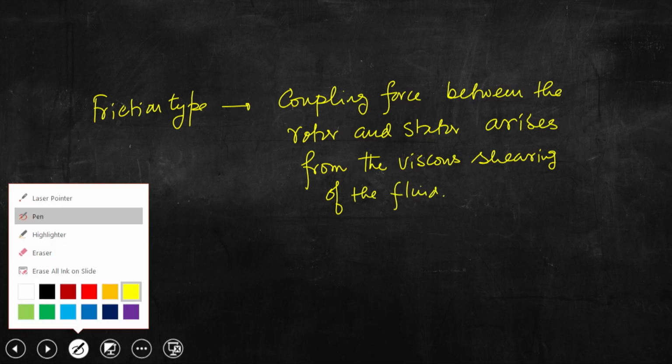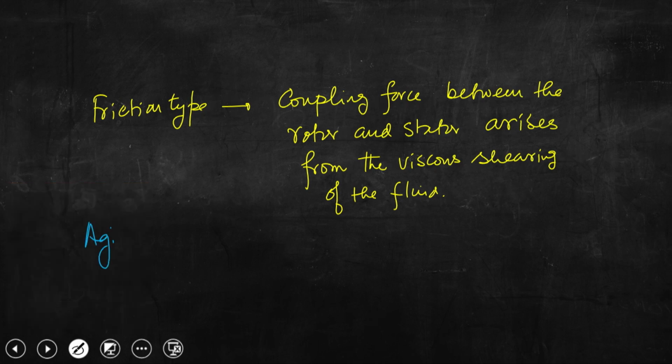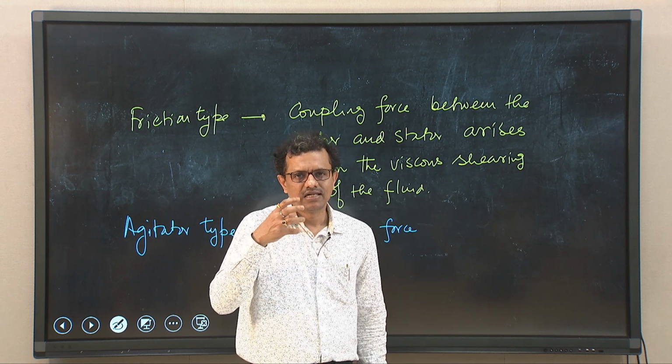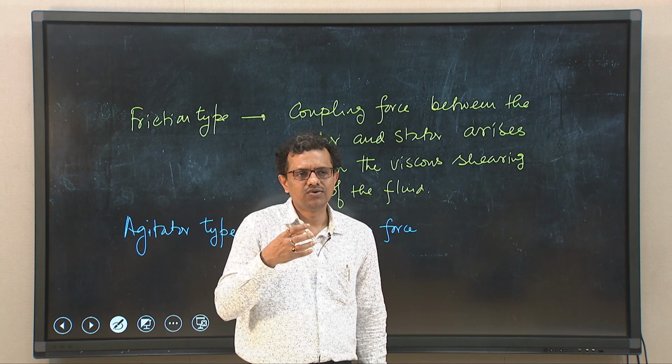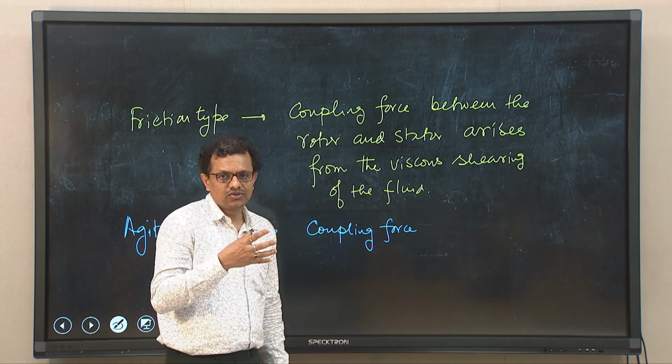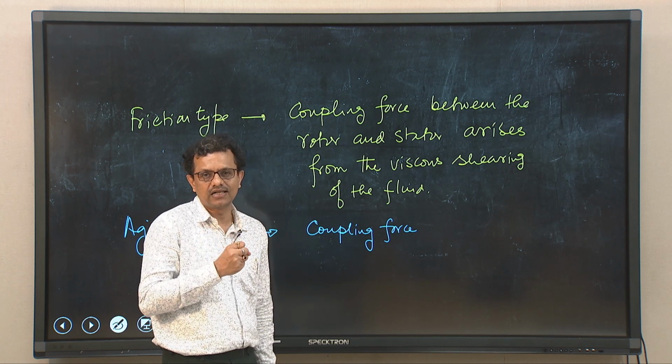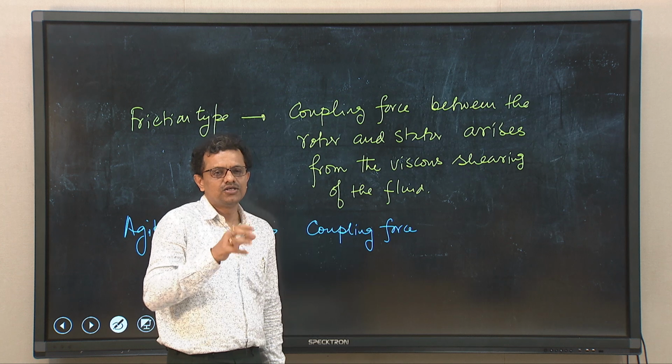While in agitator type, you know the coupling force, so as if something is trying to couple. So, the rotation should be restricted, rotation should be prevented. So, if we need to prevent the rotation of the shaft, we need to have some force externally. So, that force will try to couple. So, that is called coupling force.